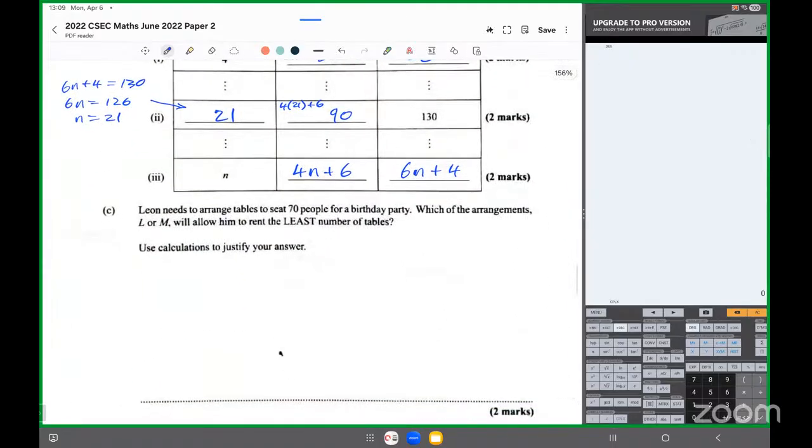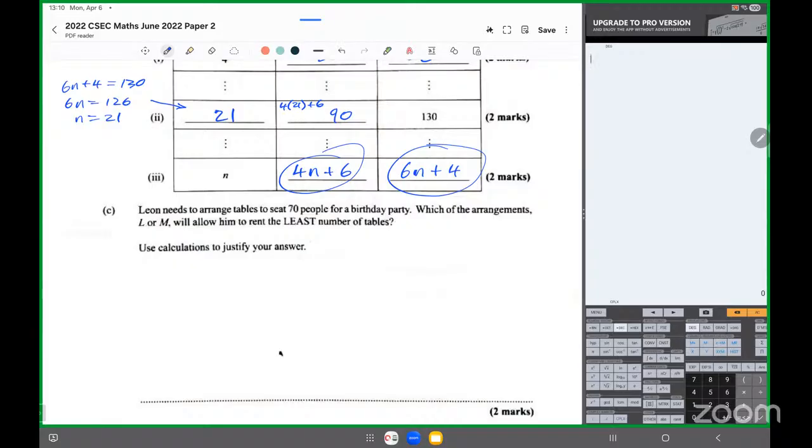It says Leon needs to arrange tables to seat 70 people. So it means that the number of chairs must be 70 for a birthday party. If you're seating 70 people, you need 70 chairs. Which of the arrangements L or M will allow him to rent the least number of tables? They want the least number of tables. So remember, N is the number of tables. So you want to know which of these formulas gives the lowest value.